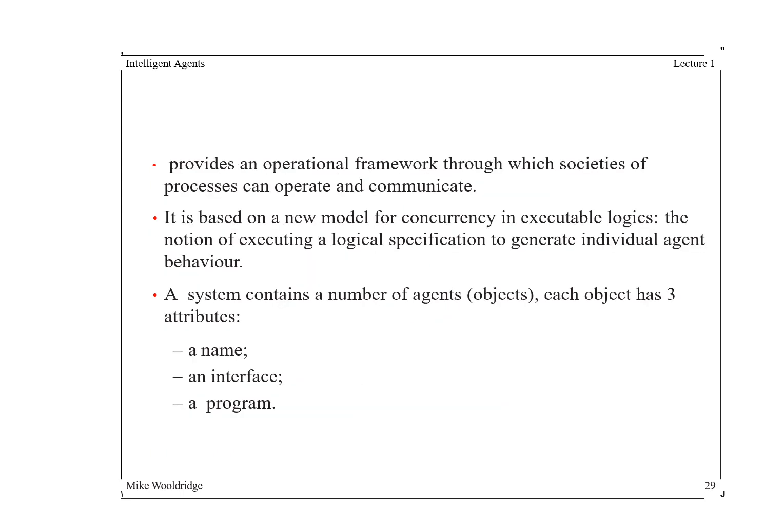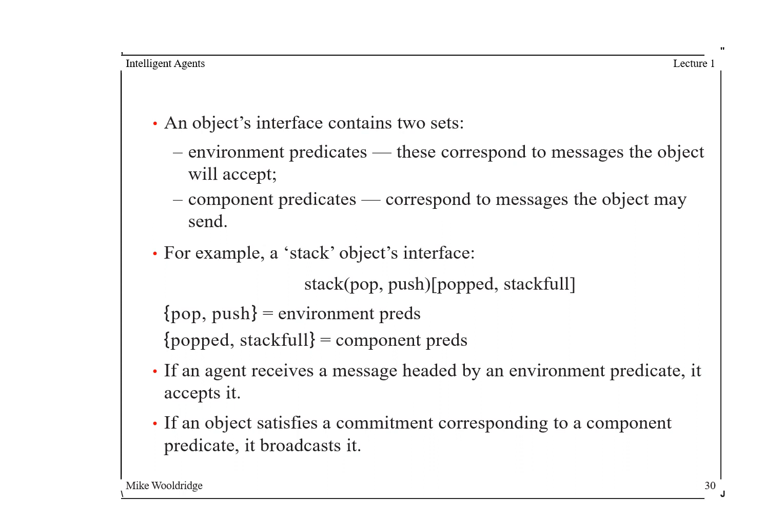Morning. So the last class where we had stopped off was that a system can contain a number of agents, and these are basically objects, and each particular object will have three attributes: the name, interface, and the program. Now, an object interface basically contains two sets. One is the environment predicates, which correspond to messages the object will accept, and component predicates, which correspond to messages the object will send.